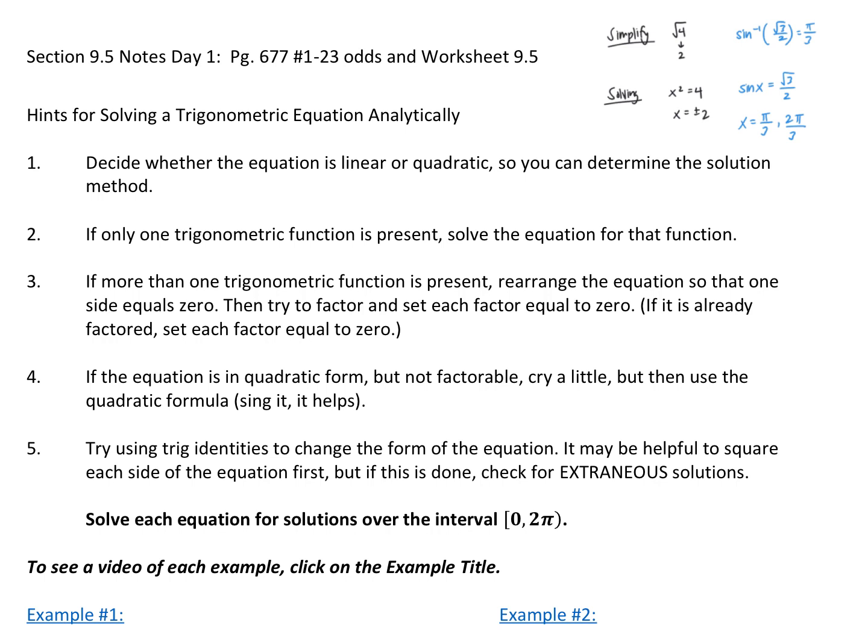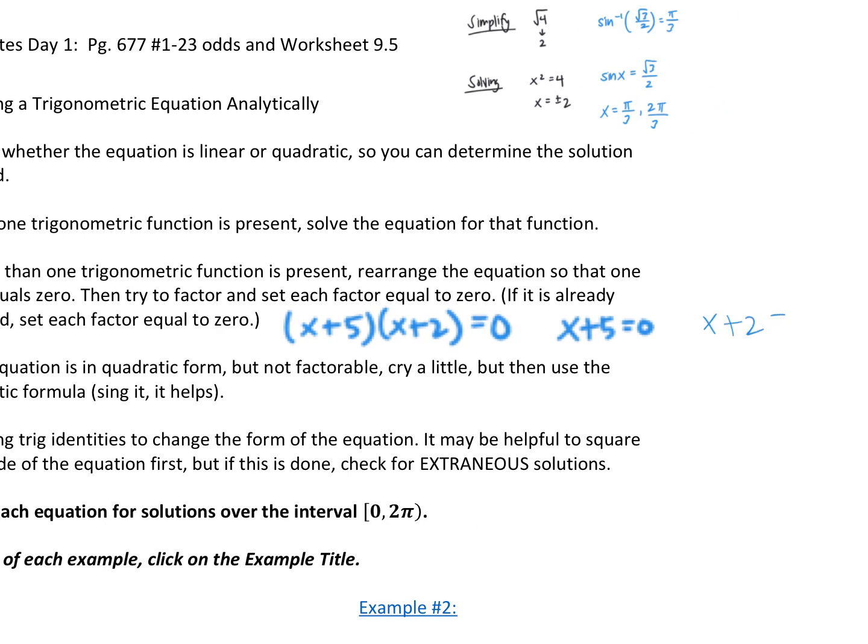If there is only one trig function in the equation, then just isolate that variable and solve it like normal. If you have more than one trig function, make it equal to 0 because you might be able to factor something out. And then if you have two things that are next to each other, like if I had x plus 5 and x plus 2, and that equals 0, how would I solve that? We wouldn't FOIL it. Yes, right? This is just back from algebra, right?